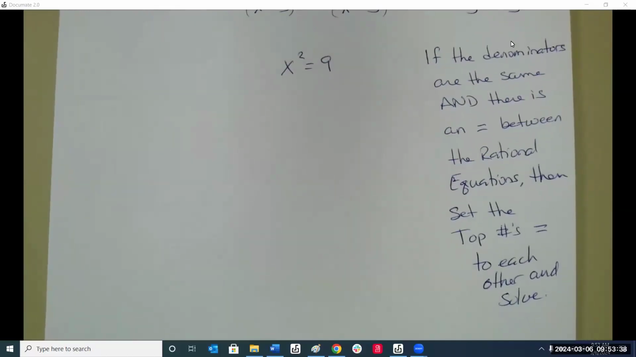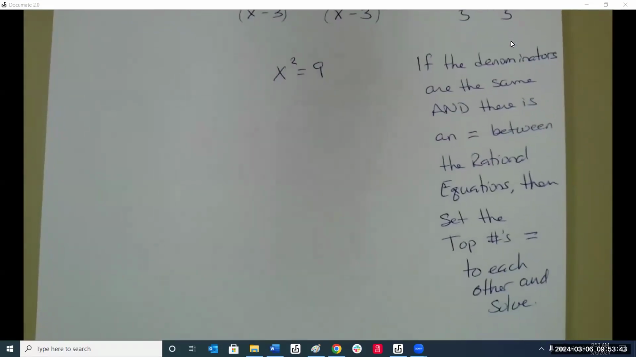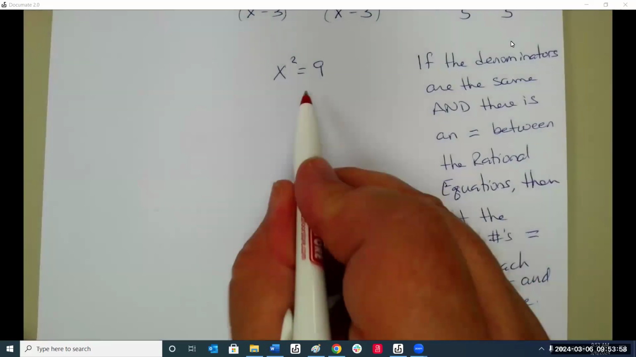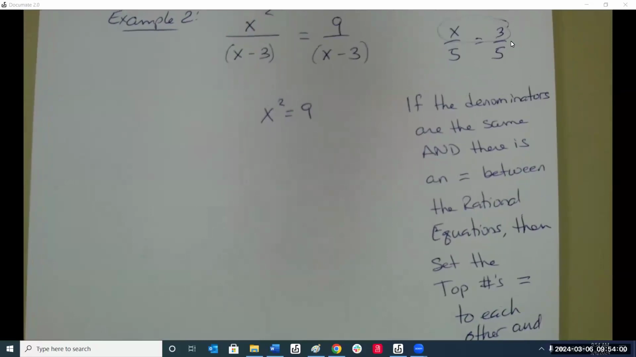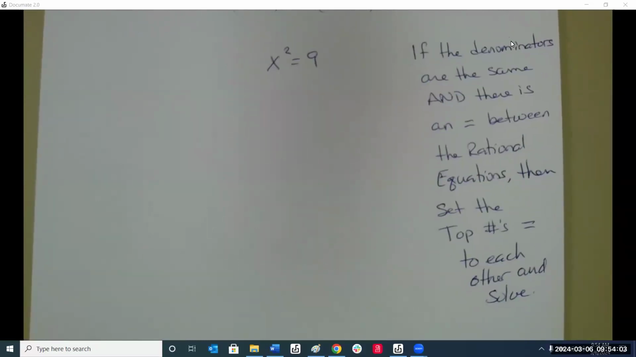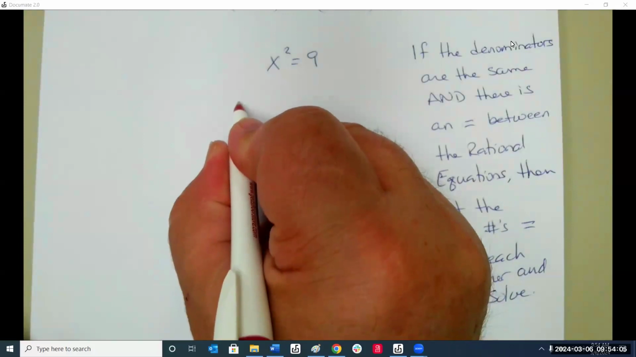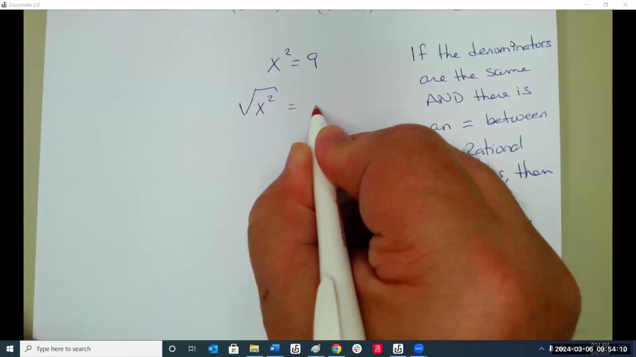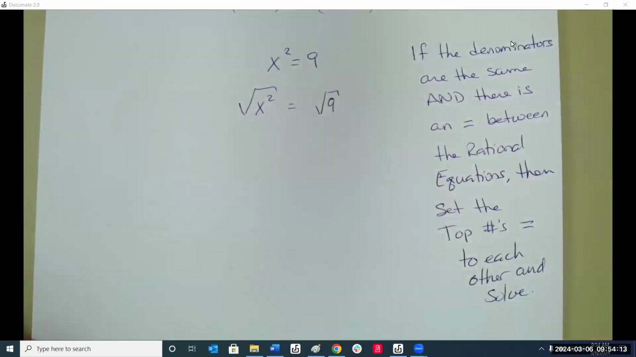So if the denominators are the same, and this is what we call a true rational ratio of two numbers, you have one fraction equals another fraction. The only way that could be true is if the tops are the same. If the bottoms are the same, the tops have to be the same. So how do we solve this one? Square root both sides. So we have square root of x squared equals the square root of 9.